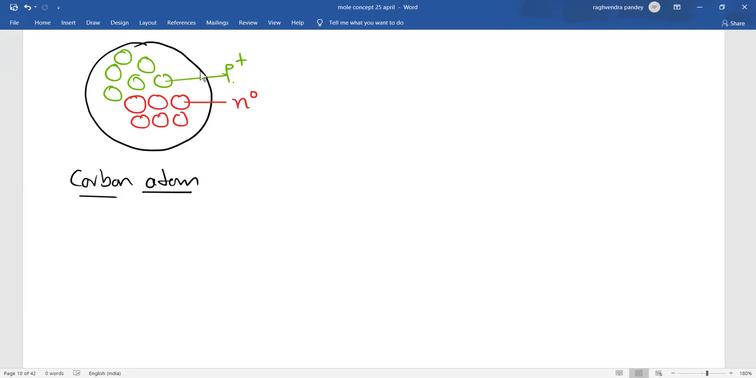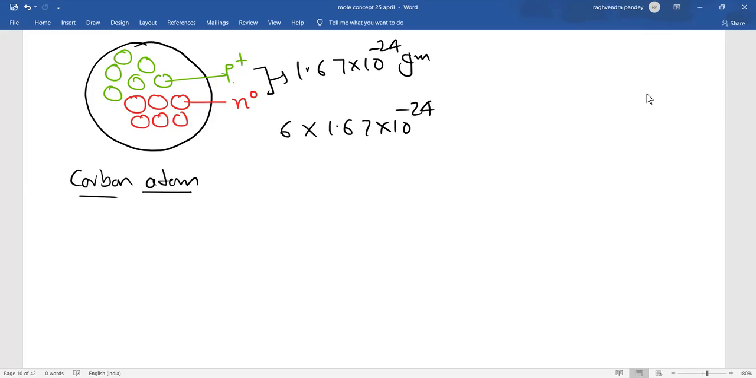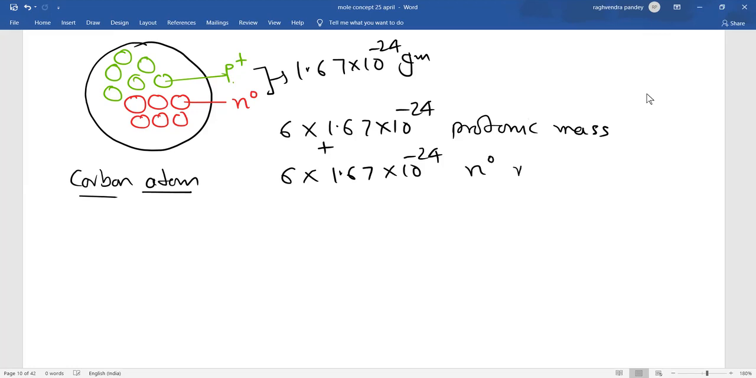Now what is the mass of proton and mass of neutron? They are approximately the same. So we are taking the mass as 1.67 into 10 to the power minus 24 grams. Now there are 6 protons and 6 neutrons. So 6 protons is 6 into 1.67 into 10 to the power minus 24, that is your proton mass, plus 6 into 1.67 into 10 to the power minus 24, that is your neutron mass.